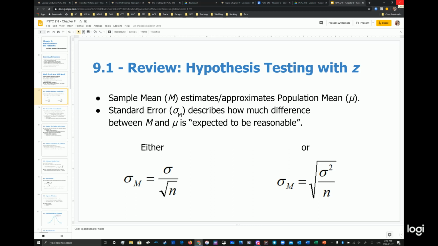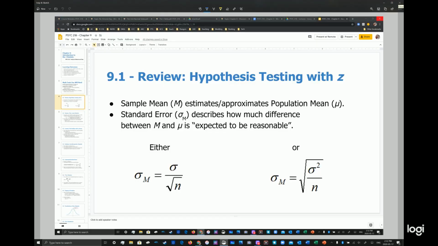So, to review, when we do hypothesis testing with Z, it is in some ways, as you will see, easier than the t-test because we are given some parameters that will help us estimate the population, and that is estimating the standard error. So here you see the standard error that approximates the expected difference between the sample mean and the population mean. We are given the population standard deviation, which is great for this.